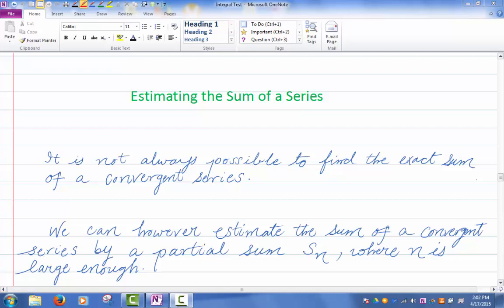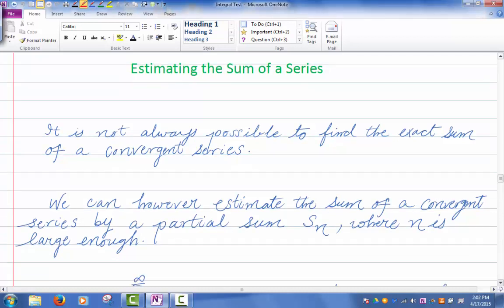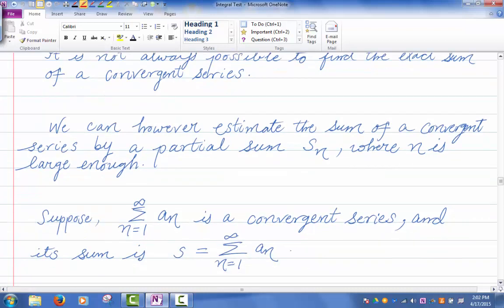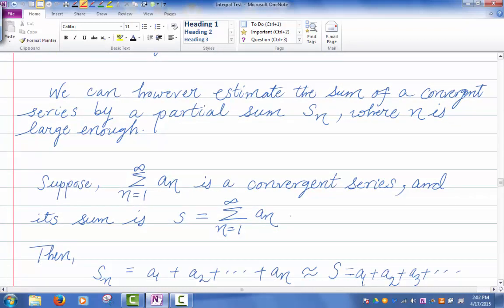Okay, 11.3, the last topic that I have to cover is estimating the sum of the series. It is not always possible to find the exact sum of a convergent series. We can, however, estimate the sum of a convergent series by a partial sum of the series. So by adding enough terms of the series, we can estimate the exact sum of the series if we know that the series is convergent.